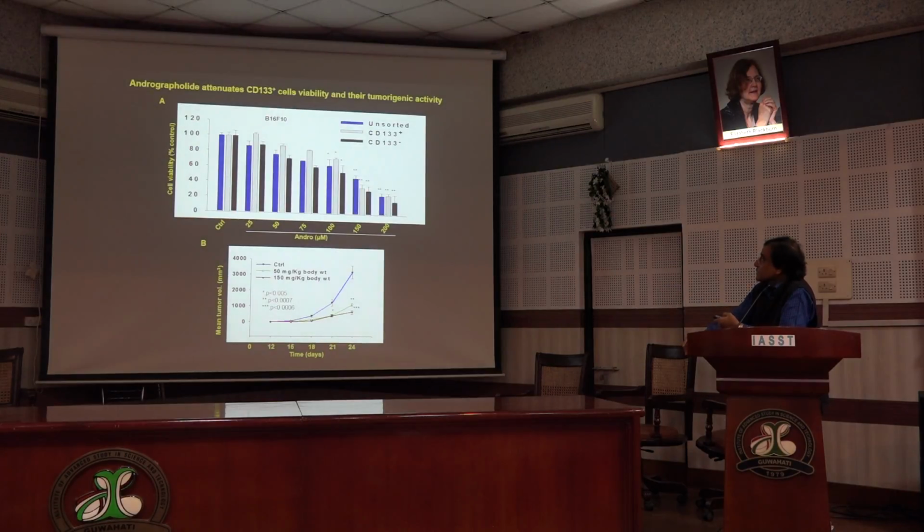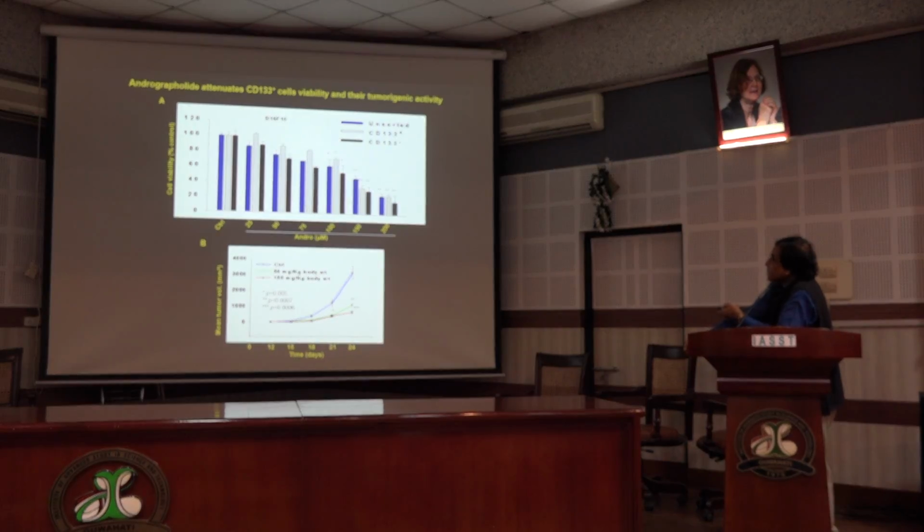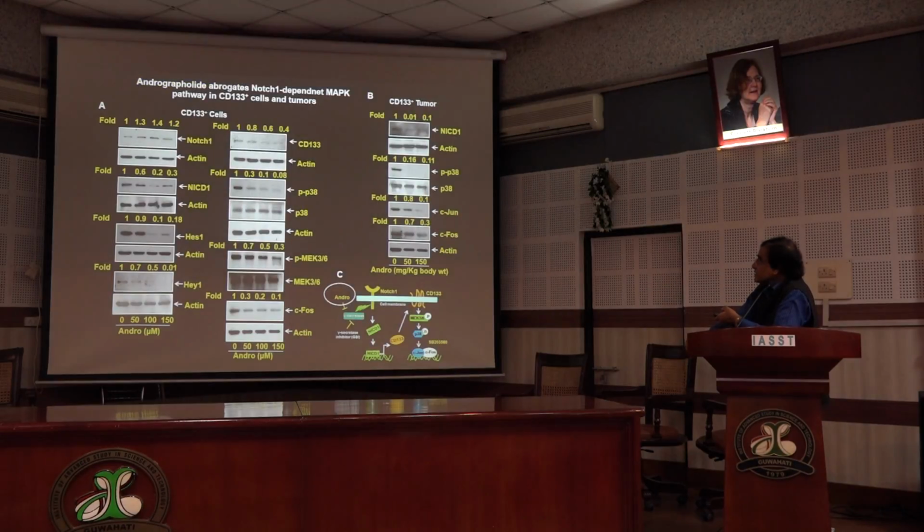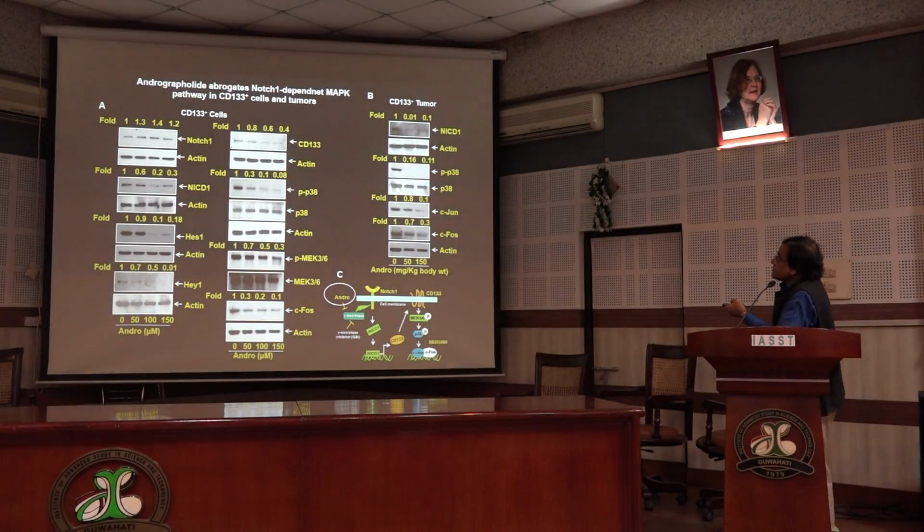So we tested this molecule in our CD133 positive cancer stem cells. We find that andrographolide suppresses cell viability more in CD133 positive cells, and it also suppresses CD133 positive tumor growth with two different doses, which is panel B. Andrographolide also abrogates the Notch1-dependent MAPK pathway in CD133 positive cancer stem cells and cancer stem cell mediated tumor growth. This has all been shown here. I'm not going through the details.